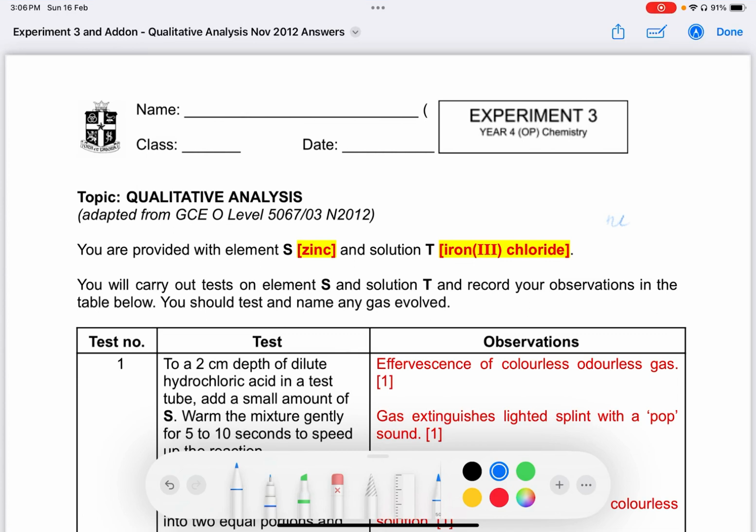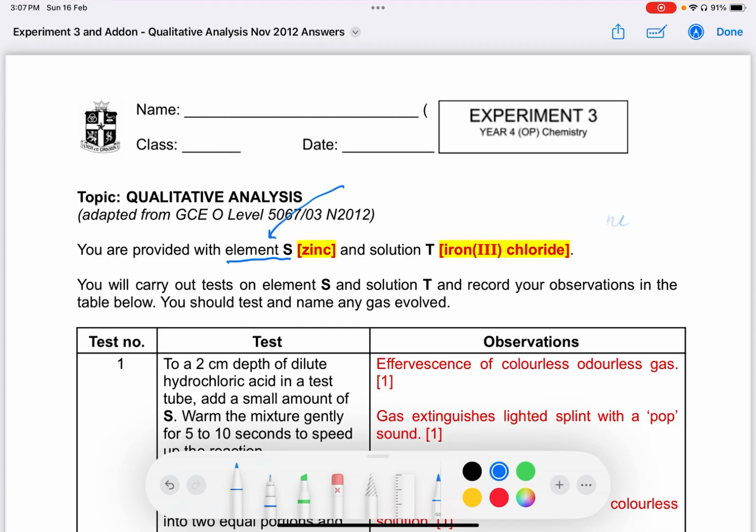Okay, so I'll be going through experiment 3 before you all go on to experiment 4. This will also include the add-on questions that we are going through. Some of the things that we'll be looking at is literally going to answers, things to take note of. So first thing, they said your provided element S.